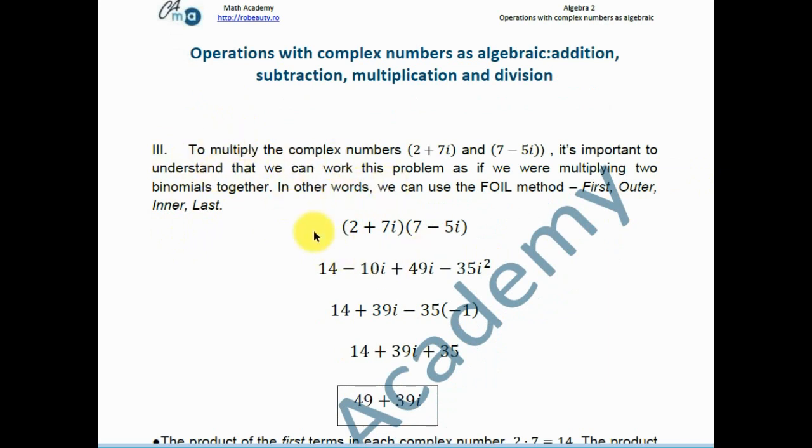Now we'll multiply two complex numbers. 2 plus 7i times 7 minus 5i. It's important to understand that we can work this problem as if we were multiplying two binomials together. In other words, we can use the FOIL method. First, outer, inner, last.